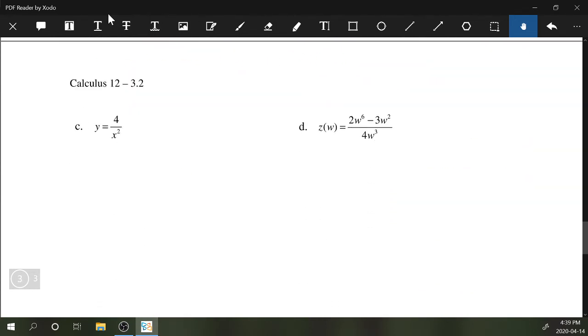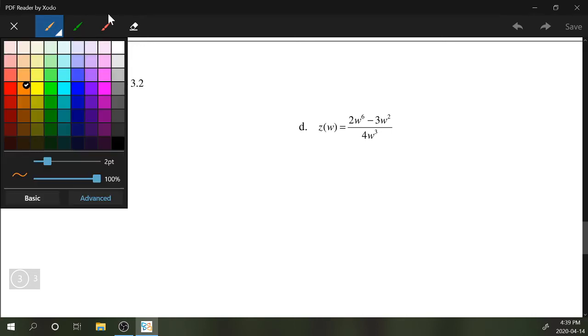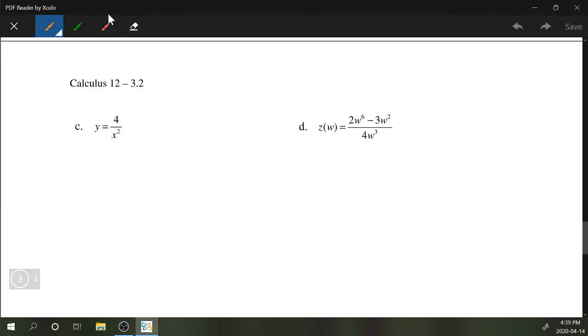So let's see what we have. Another way of doing this question is to rewrite y equals 4 over x squared as y equals 4 times x to the negative 2 power. Then, of course, we can use the power rule to take the derivative. We have negative 8x to the negative 3 power, or quite simply negative 8 over x cubed.